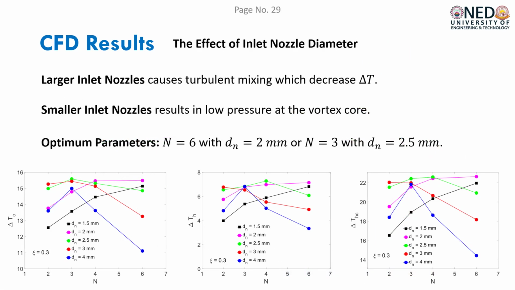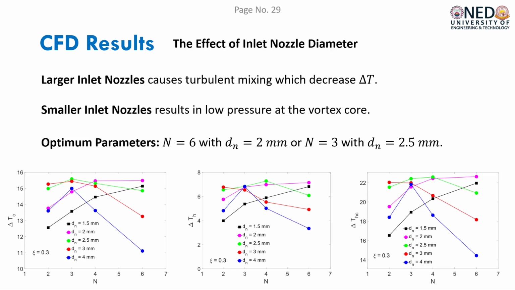The exit pressure values are also affected by nozzle size, which is represented by the inlet nozzle diameter. Different nozzle diameters of 1.5, 2, 2.5, 3 and 4 mm are selected to investigate the effect on the thermal performance of the 110 curved vortex tube.